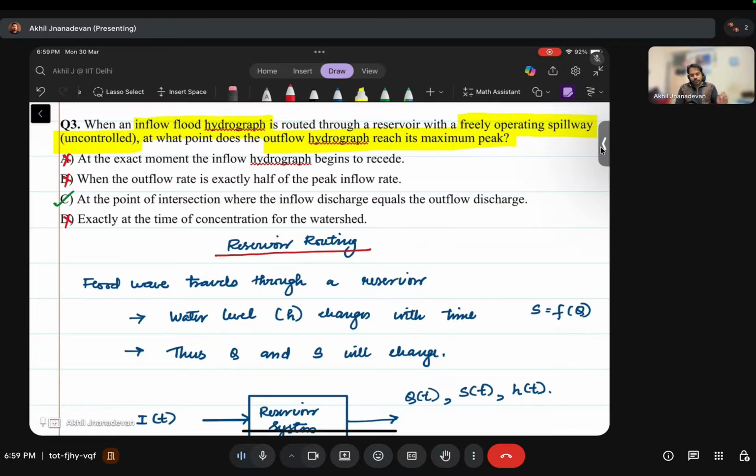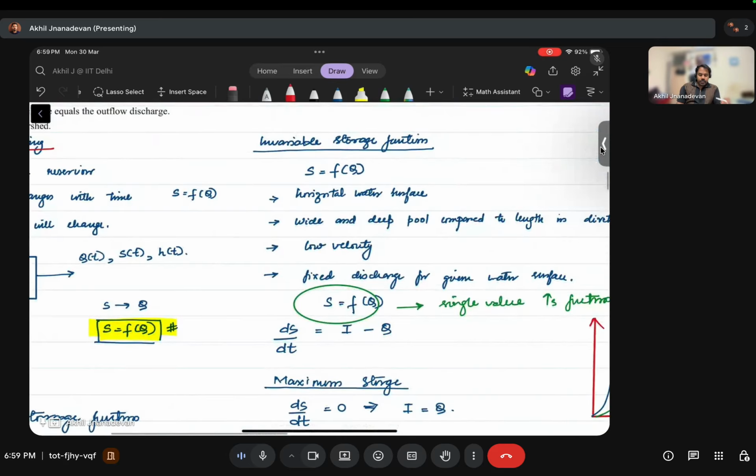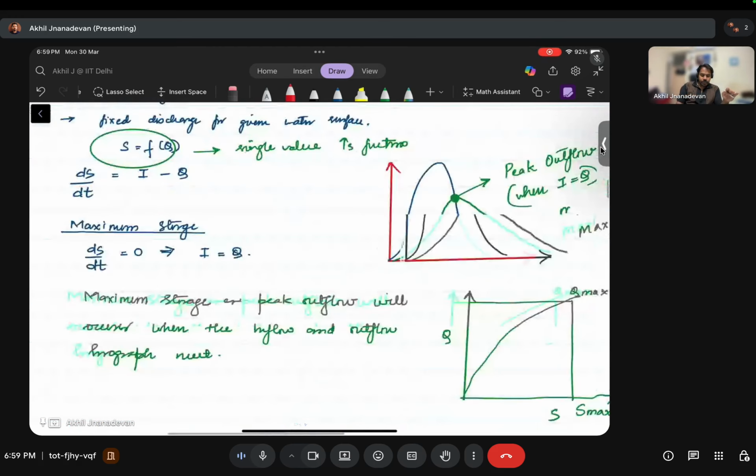So basically what we need to understand in this question is that the reservoir operation is done through a freely operating spillway that is uncontrolled. Here it will act as an invariable storage function, that is, as the storage increases, the outflow will increase. The spillway has a particular point; as more and more water gets stored, the outflow rate will increase, and finally it will become maximum.